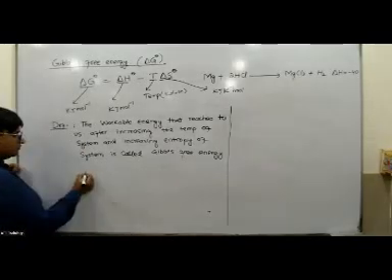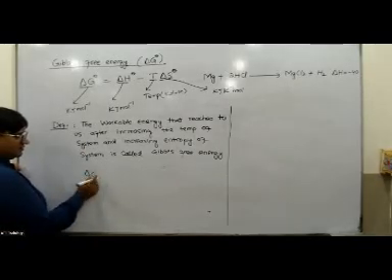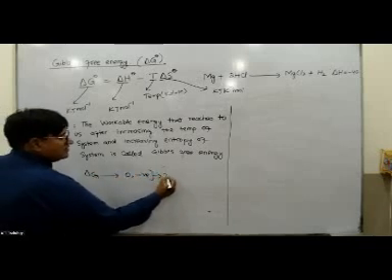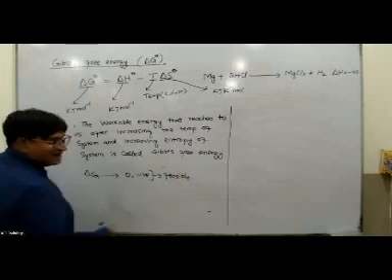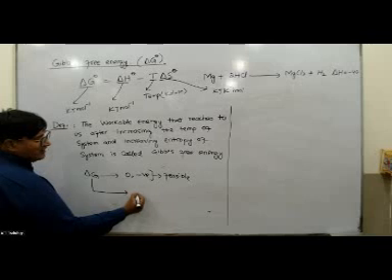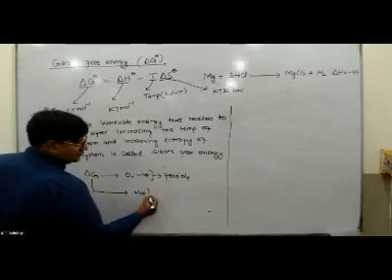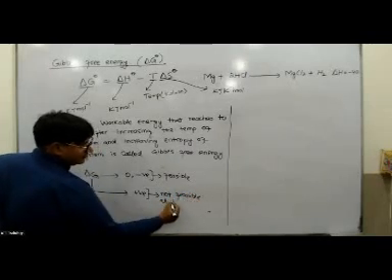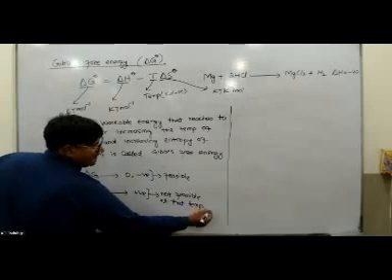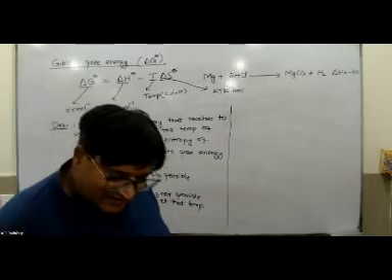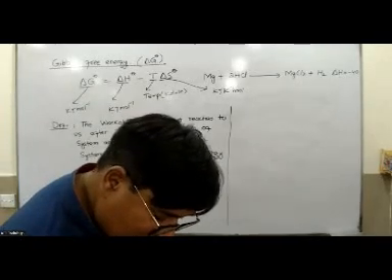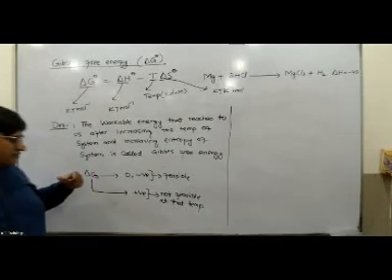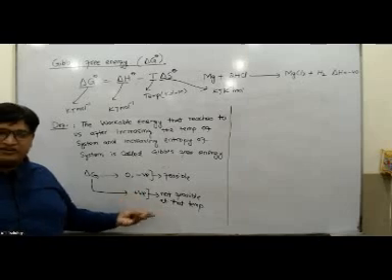Now, my dear, one more thing. If the Gibbs free energy value is 0 or negative, the reaction is feasible. It would take place at that particular temperature. But if the Gibbs free energy value is positive, the reaction is not feasible at that temperature. But we can make it feasible by increasing or decreasing the temperature.